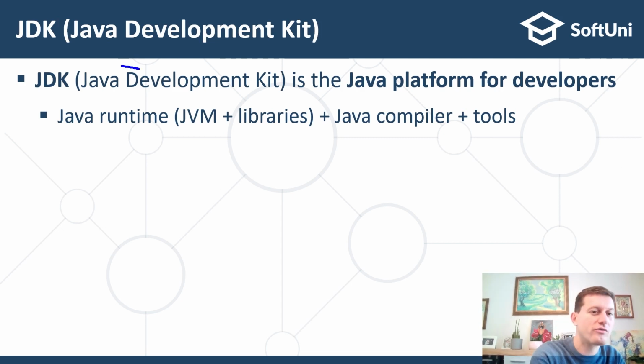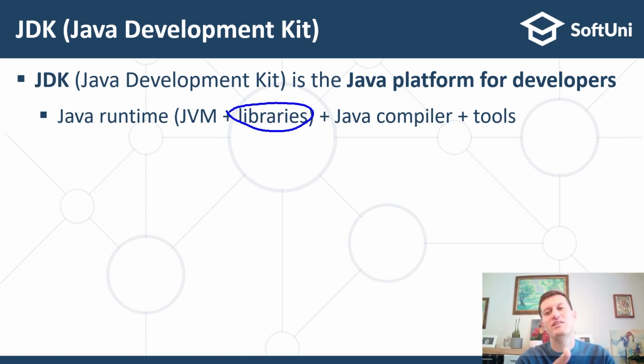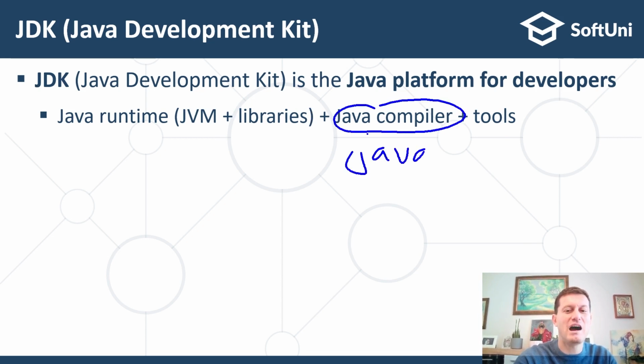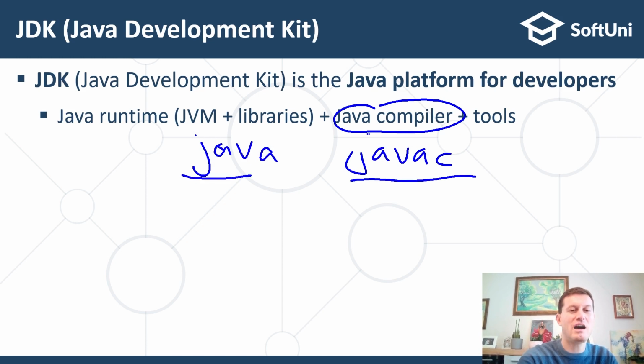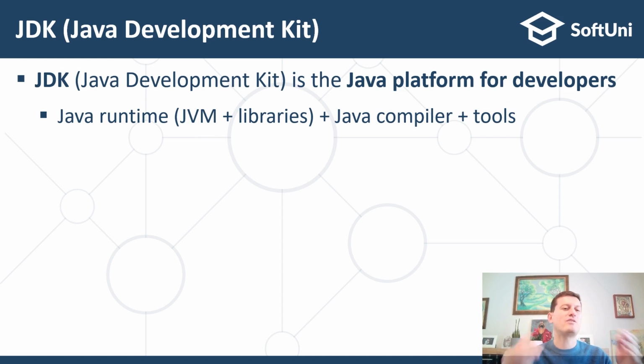JDK is short for Java Development Kit. It is a kit used by Java developers, which holds the Java platform with all the tools that developers need in order to write, run, compile, and debug programs. It consists of the Java runtime, the so-called Java Virtual Machine, JVM, and the Java libraries, such as java.io or java.util. The Java compiler, the commands java and javac are part of the JDK, and some tools like the Java console, debuggers, and many others, like documentation generators, etc.